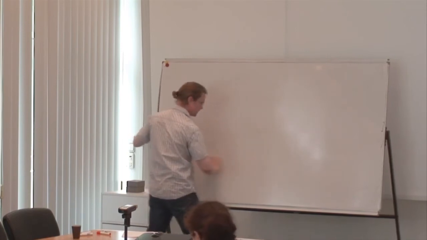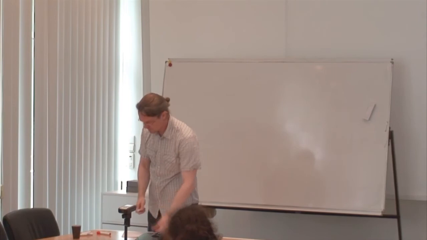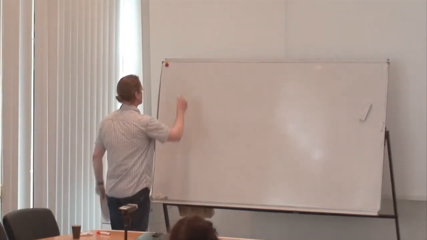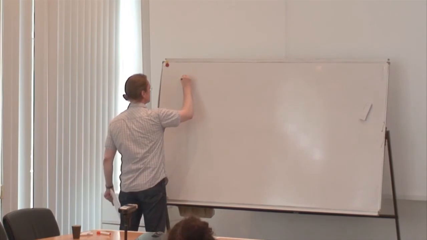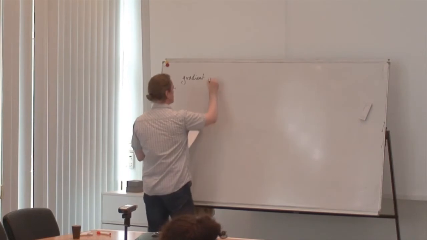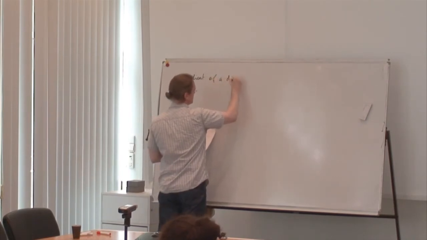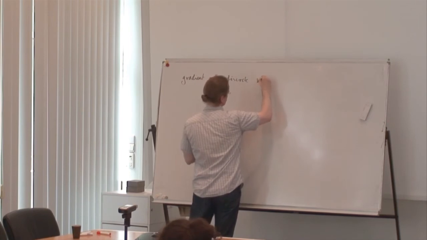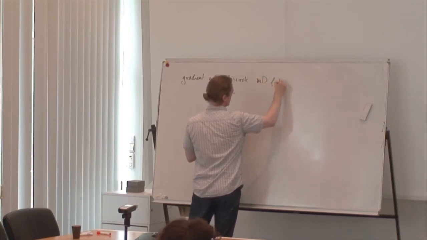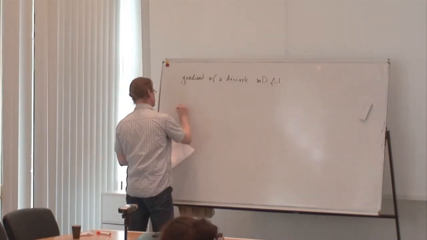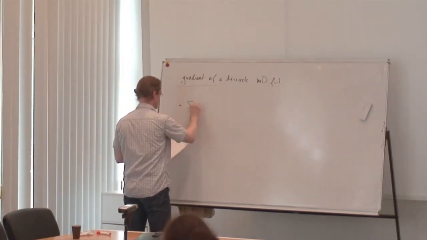We have now seen derivatives of discrete functions, univariate functions, with a slight extension of that. So let's look at the gradient of a discrete multivariate n-dimensional function. And without further ado, this is really not worth discussing.